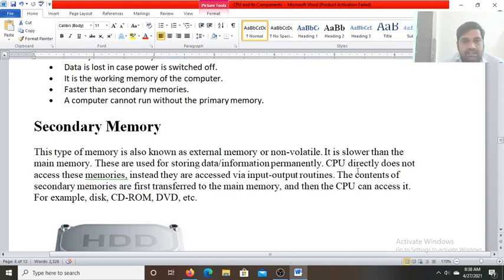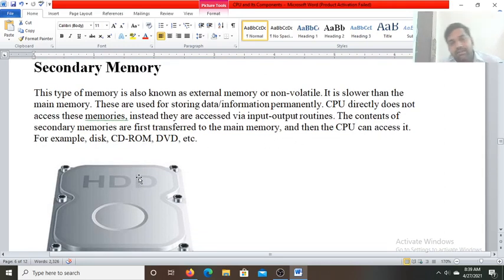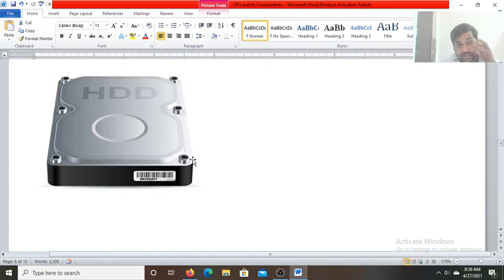CPU directly does not access these memories. So the processor directly does not access the hard disk. They access it with the help of input-output routines, means calls. The contents of the secondary memory are first transferred to the main memory, and then the CPU can access it. External memories are CD-ROM, DVD, etc.